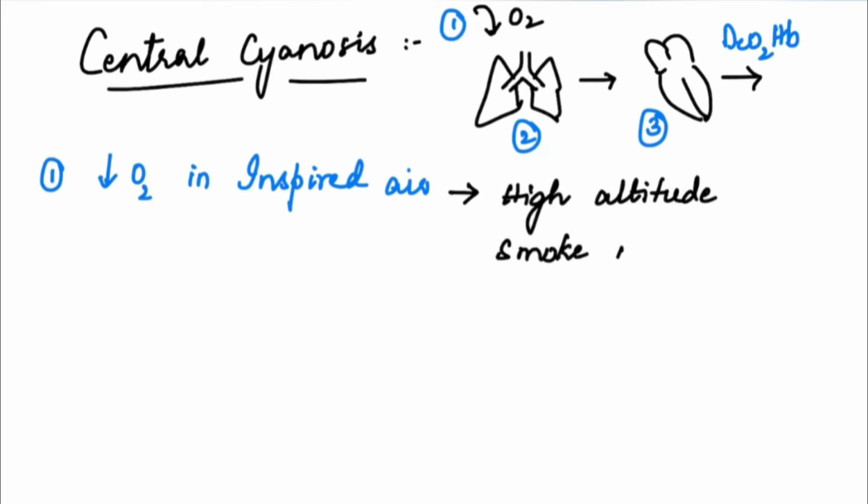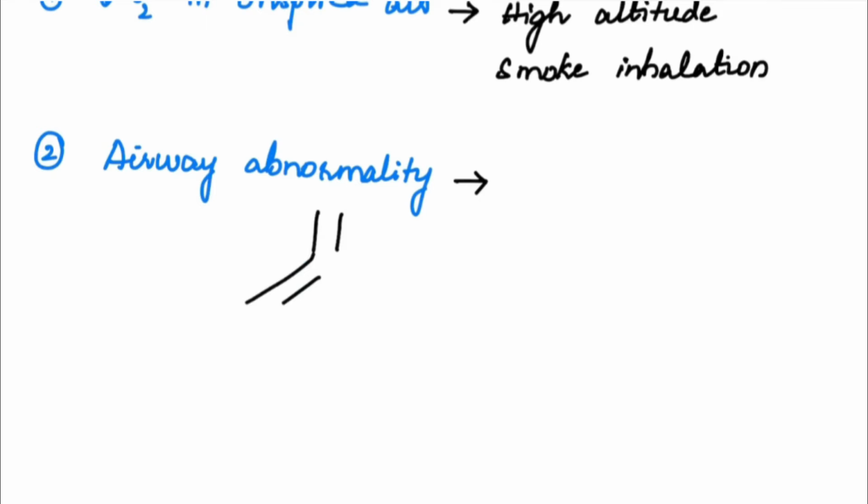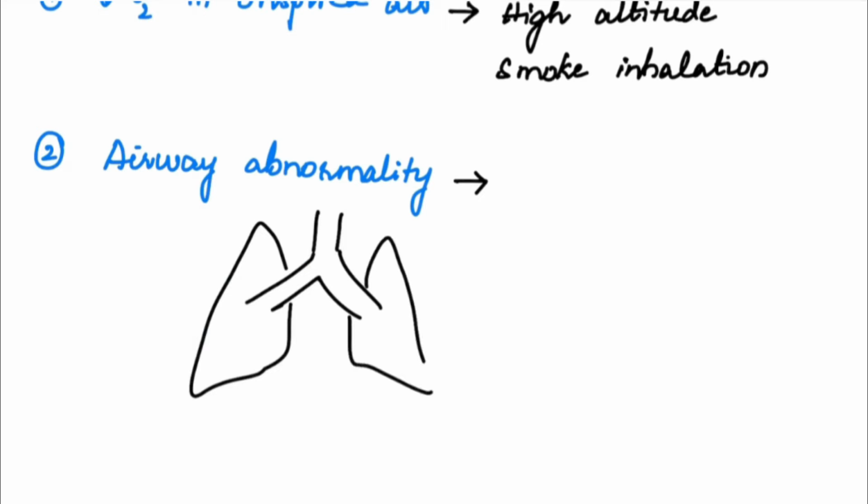Second cause, when there is abnormality of oxygen exchange because of airway abnormalities. This could be because of 2 causes. The first is A, some upper airway causes, and B, lung diseases.